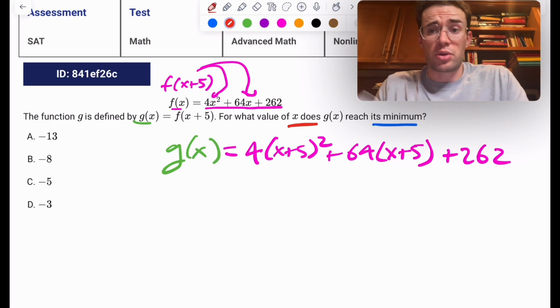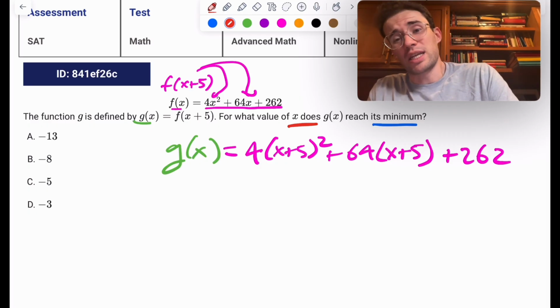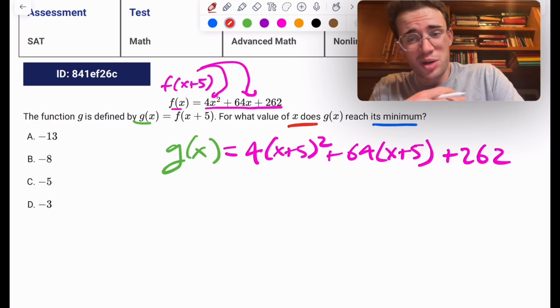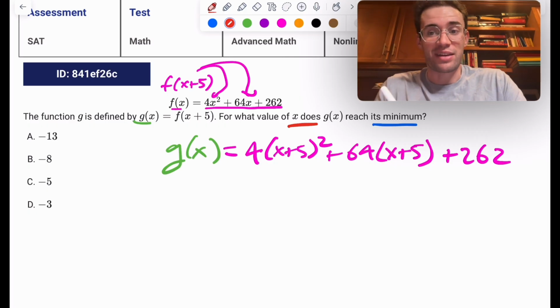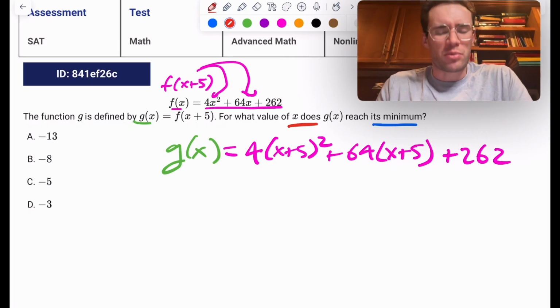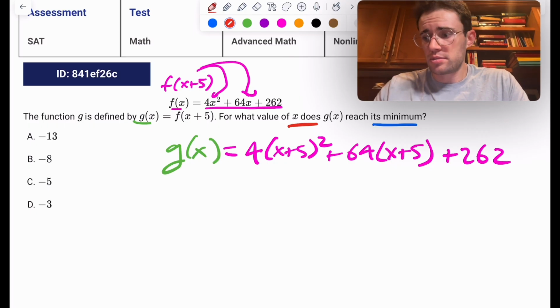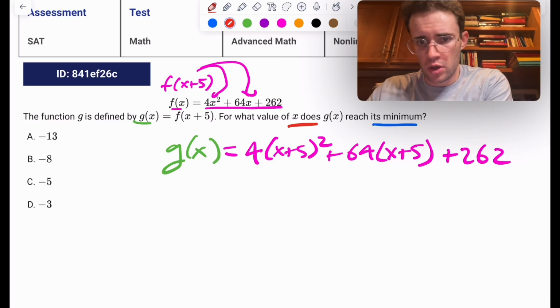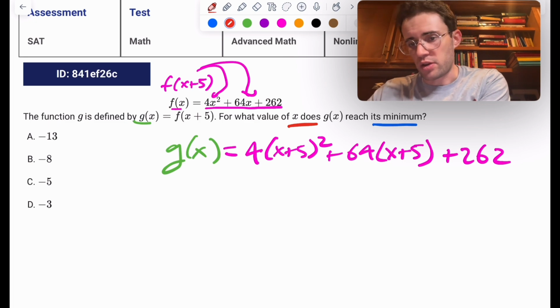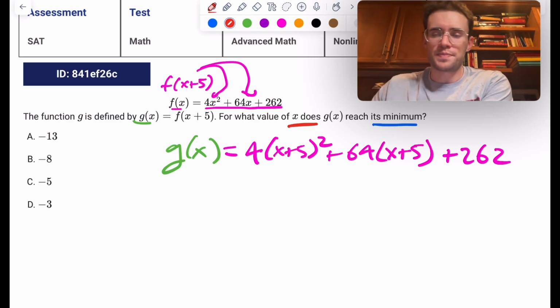And you could also complete the square, which I would say is probably the most tedious of those methods. I like completing the square, but it is more time consuming than any of those other things I said. But really what you probably do in this case is just type this whole thing into Desmos. So type it as I wrote it right there. I'm going to write it down on my paper: 4 times the quantity x plus 5 squared, plus 64 times the quantity x plus 5, plus 262.